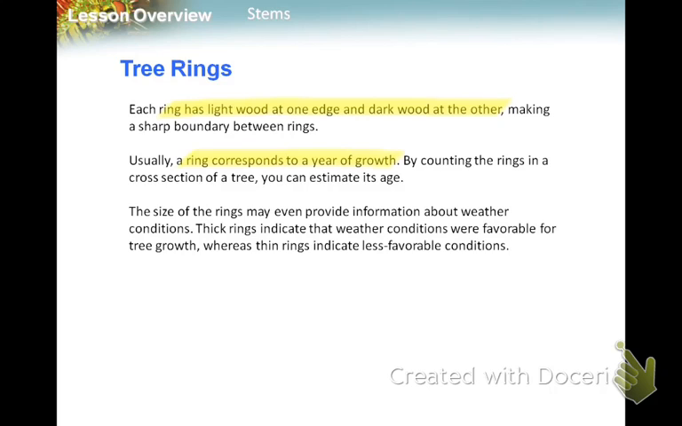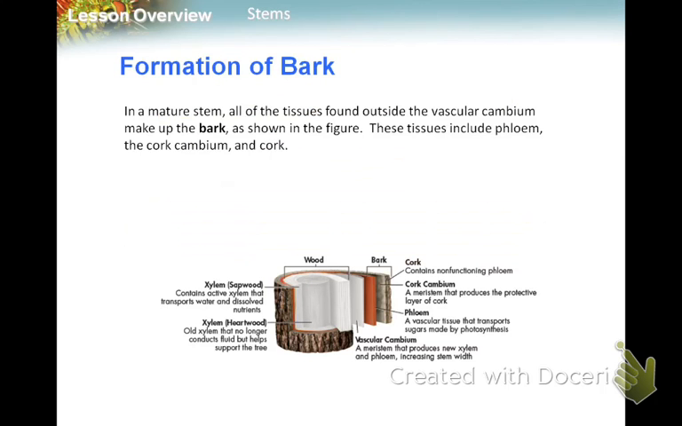You can estimate a tree's age. The size of the rings can provide information about weather conditions. Thick rings indicate that there was a lot of growth, a lot of large xylem cells. Thin rings indicate a drought condition, a less favorable condition.